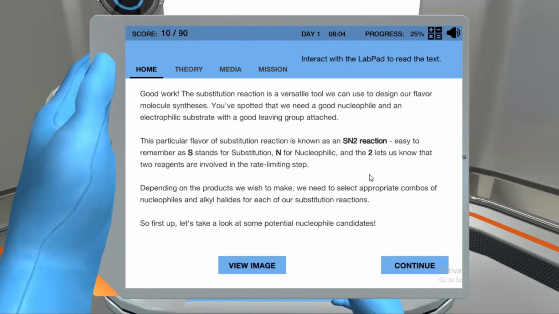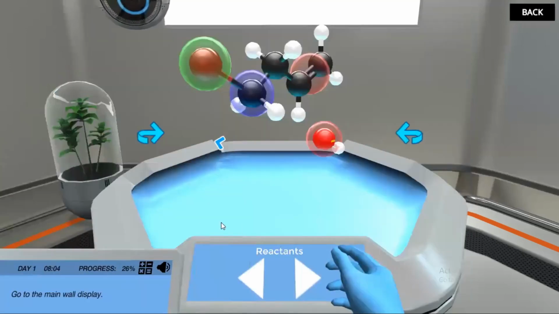Depending on the products we wish to make, we need to select appropriate combos of nucleophiles and alkyl halides for each of our substitution reactions. So first off, let's take a look at some potential nucleophile candidates. Go to the main wall display.